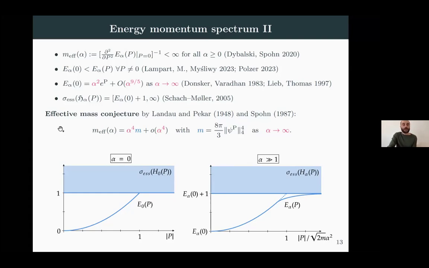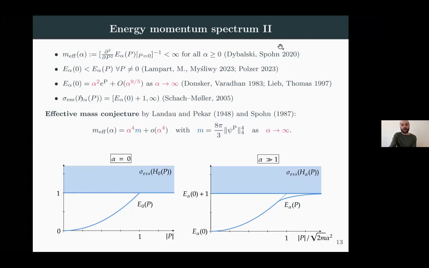And then there's the famous effective mass conjecture by Landau and Pekar, and also by Herbert Spohn, which states that the effective mass, which again is defined as the inverse curvature of this curve at 0, diverges for large alpha with the rate alpha to the 4th power, with an explicit coefficient given again in terms of this Pekar minimization problem.